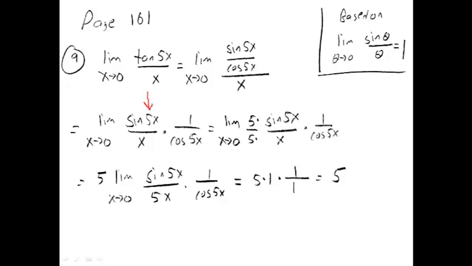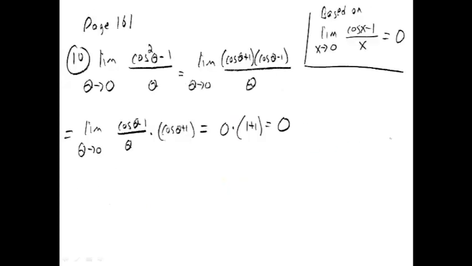Sine of 5x over x, 1 over the cosine of 5x, multiply by 5 over 5, so we can put the 5 with the x and bring this 5 on the outside. Then we can take the limit of each separately. We've got that limit equal to 1. Cosine of 5x, if I let x be equal to 0, you're going to do the cosine of 0. Cosine of 0 is equal to 1. So we get that equal to 1. We get an ultimate limit of 5 out of it.